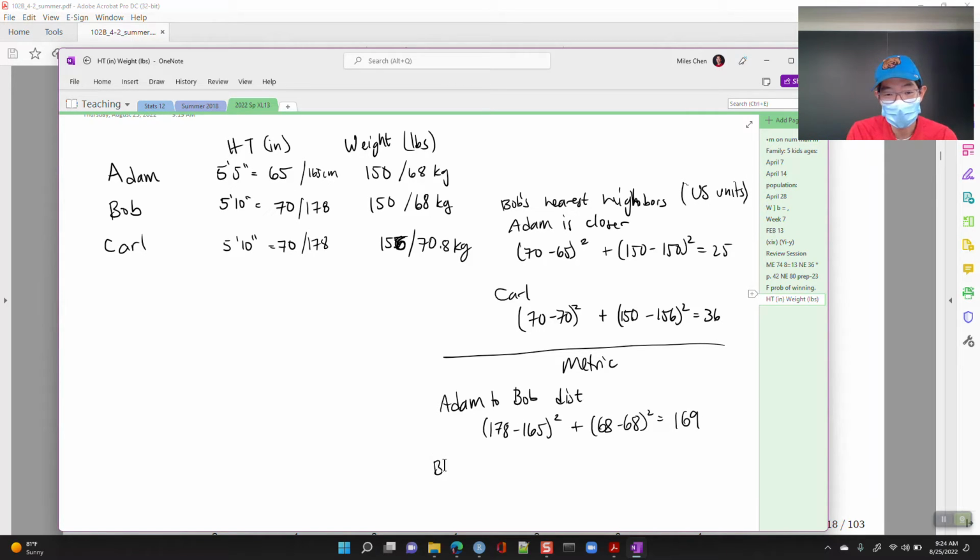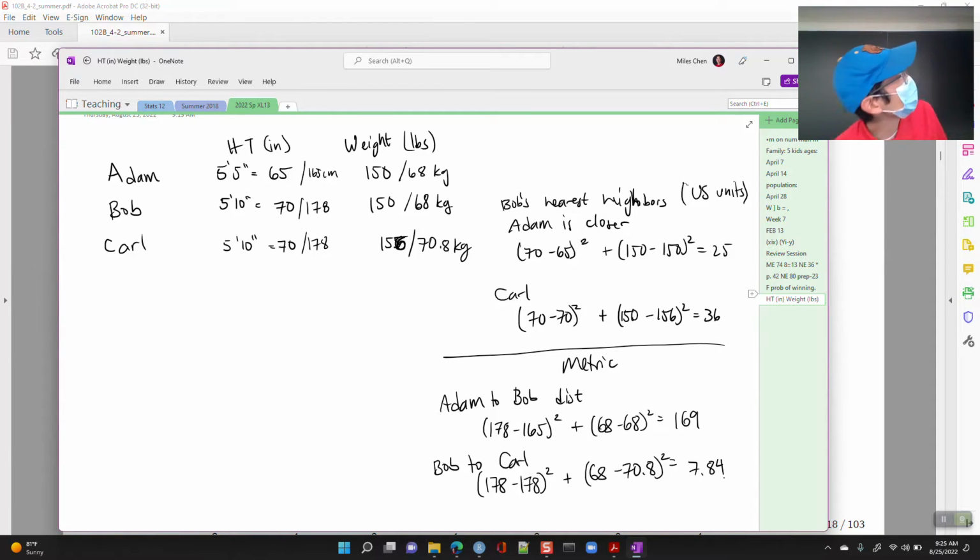Okay, and then we have Bob to Carl. Bob to Carl, we have 178 minus 178, so that's 0, and then over here I do 68 minus 70.8 squared. What is that? 2.8 squared. What's 2.8 squared? 7.84. Okay, so you can see how changing units dramatically changes who's closer, right?